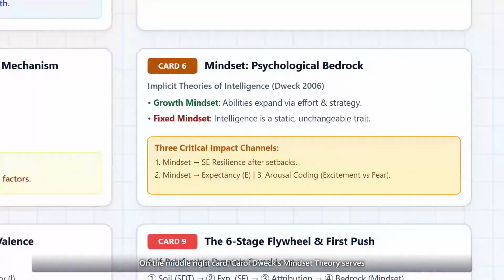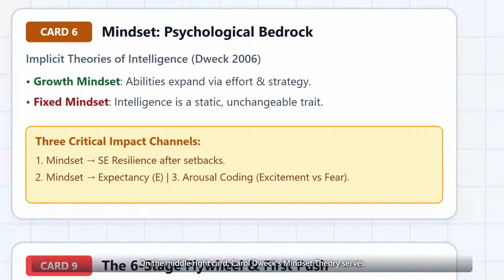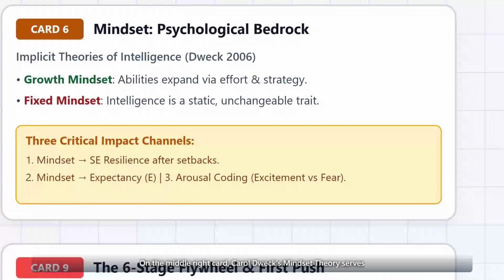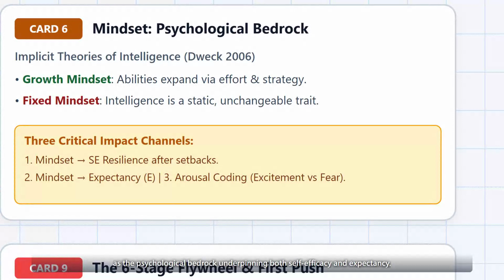On the middle right card, Carol Dweck's mindset theory serves as the psychological bedrock underpinning both self-efficacy and expectancy. Students holding a growth mindset believe that abilities expand through effort, effective strategies, and perseverance. Those with a fixed mindset view intelligence as a static, unchangeable trait. Mindset operates through three crucial impact channels.